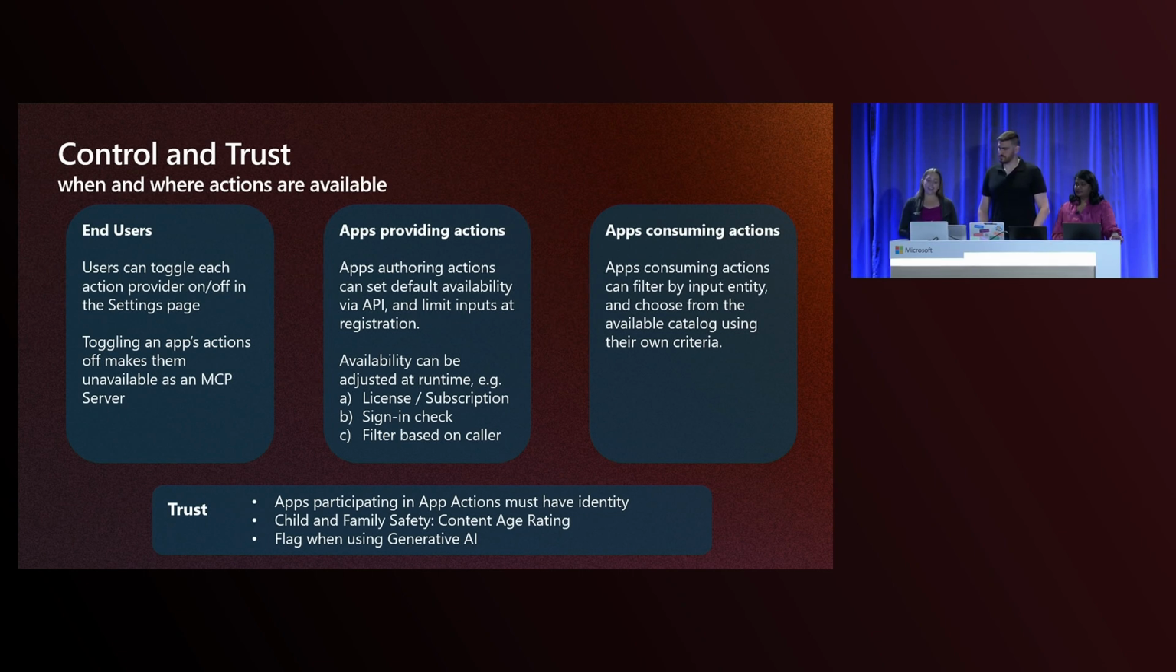And then we also, of course, have the flag for generative AI, so that users and consumer apps can both filter in or out, or simply just so that you could set a disclaimer, for example, if you're going to be showing something that's going to be using generative AI.